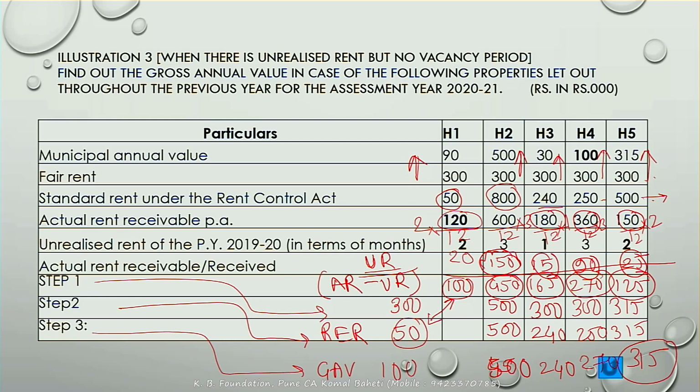Unrealized rent, very simple. It should be reduced from the actual rent receivable. But the actual rent receivable should be a per annum figure. From that, you subtract the unrealized rent. Are you clear with it? If it is received, then there is no need to subtract unrealized rent from it. With that, we're done with this. Next one.